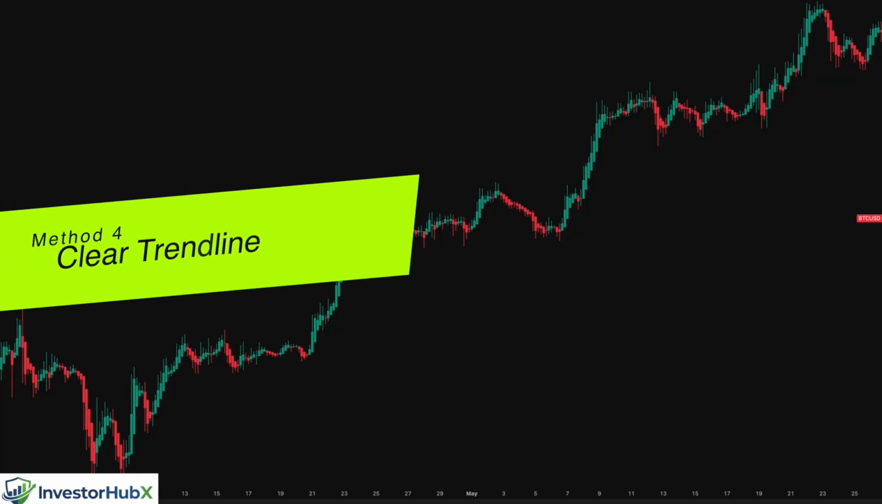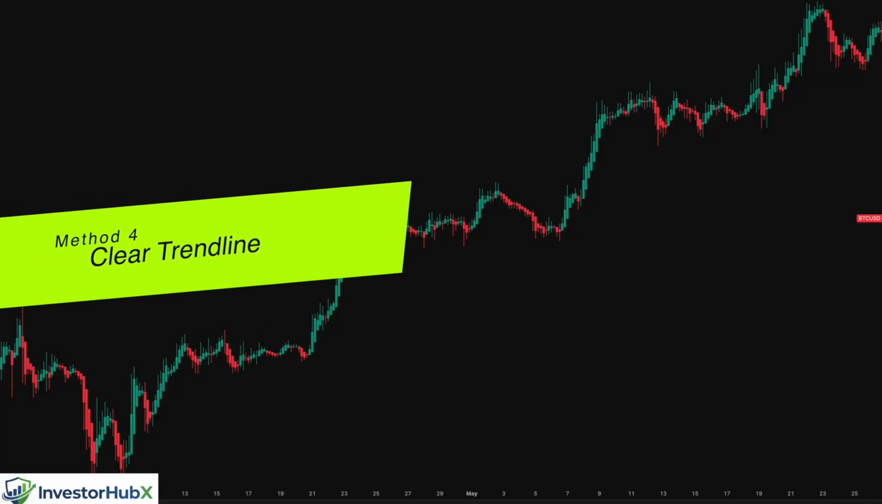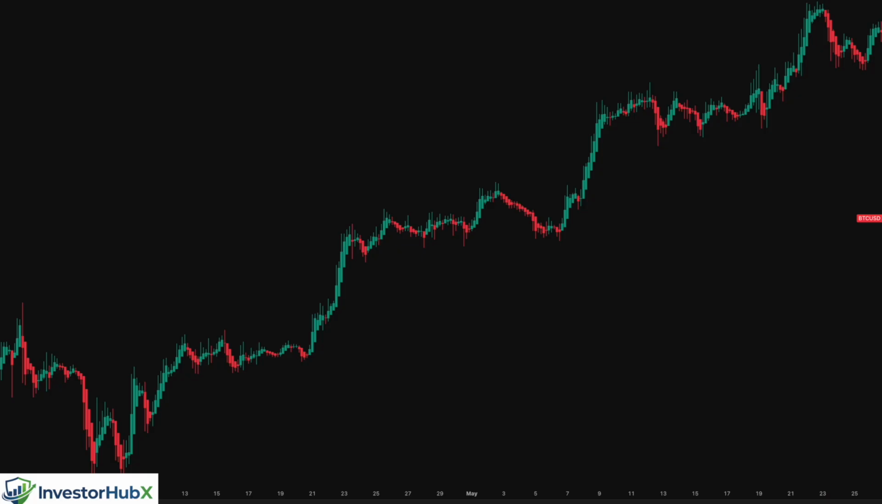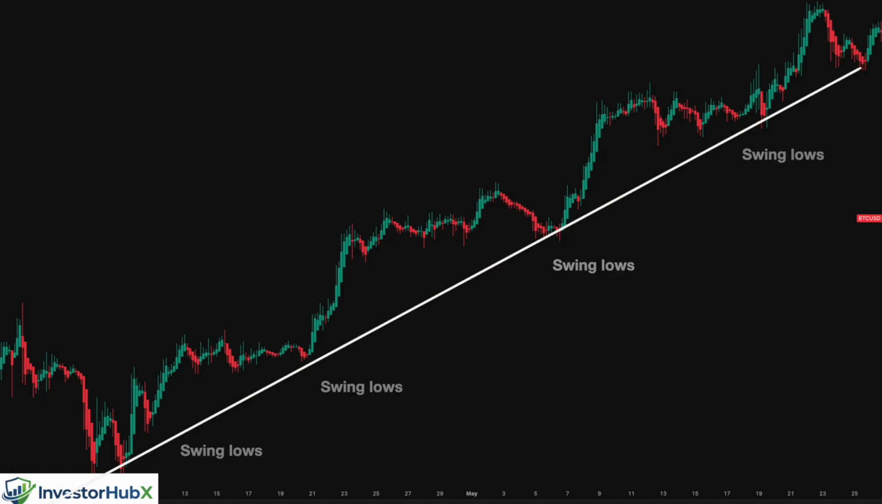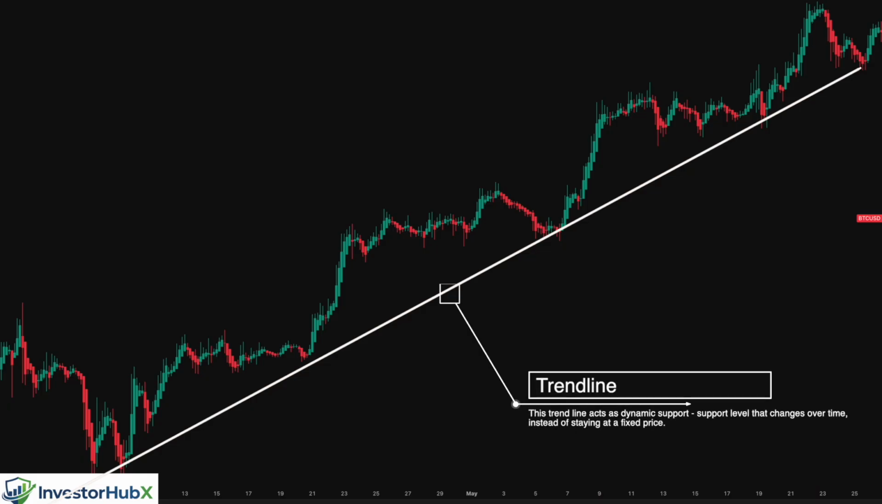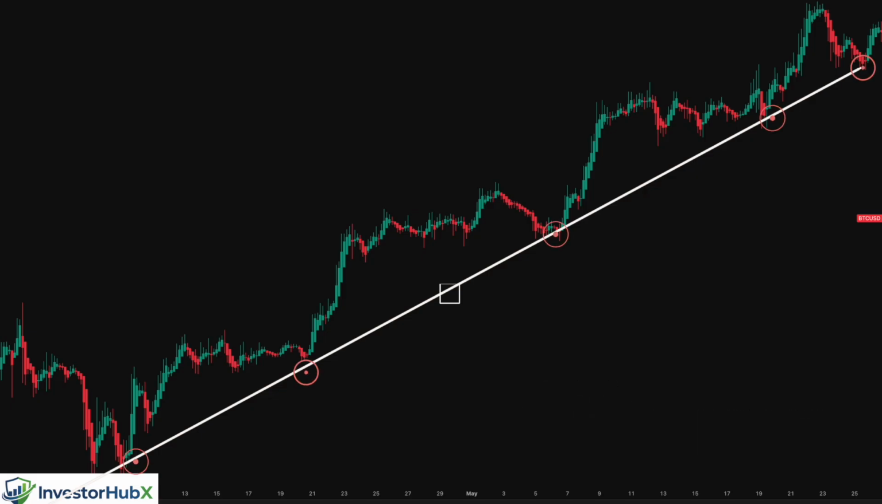The fourth way to identify a bull market is by identifying clear trend lines, which show the direction of the underlying trend. As price continues to form higher swing lows, these swing lows allow us to draw an upward trend line. When price consistently respects this trend line, it confirms that the market is in a clear uptrend. In a bullish environment, the trend line often acts as dynamic support. This means that long trade opportunities frequently present themselves when price pulls back toward the trend line.